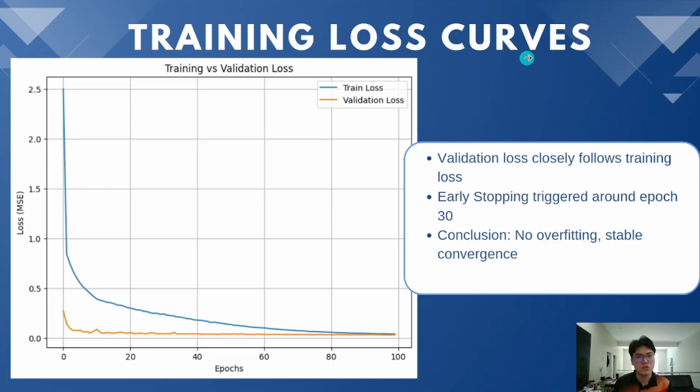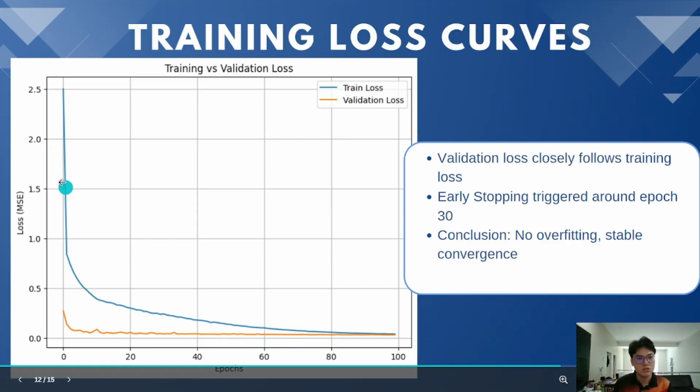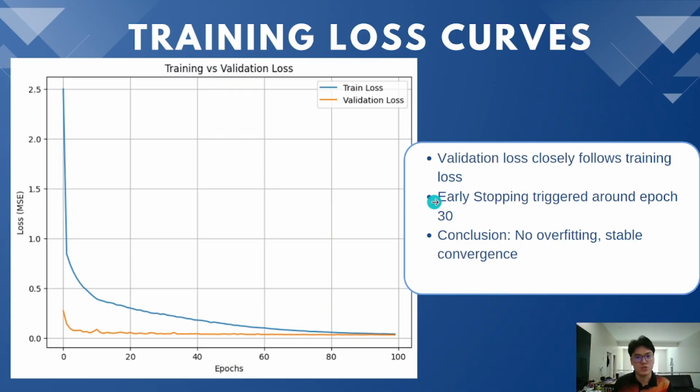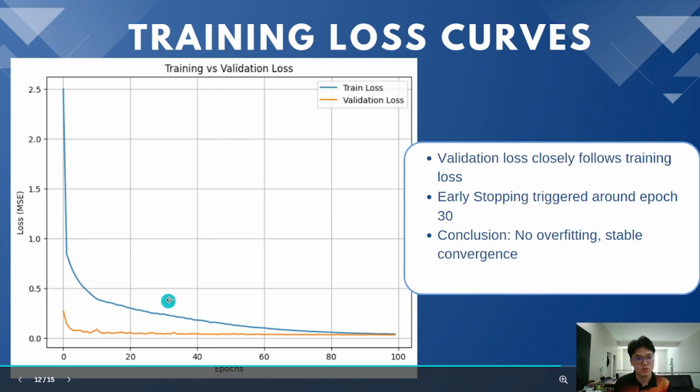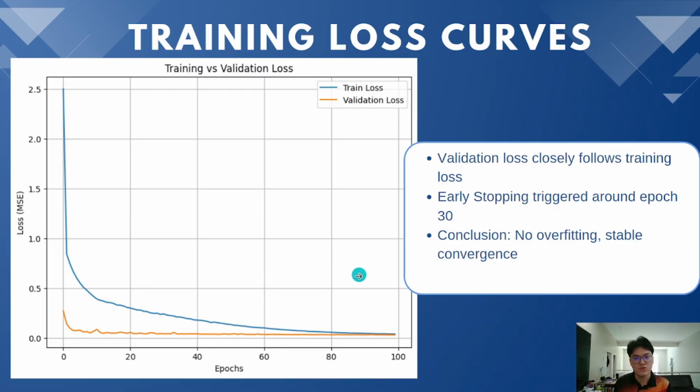Next is the training loss curve. We can see here the line is much more stable, and the validation loss closely follows the training loss. The early stopping triggered around the optimal point, and thus we can conclude that there is no overfitting and the convergence is stable. So that is my part. Thank you, and I will pass to my team member.